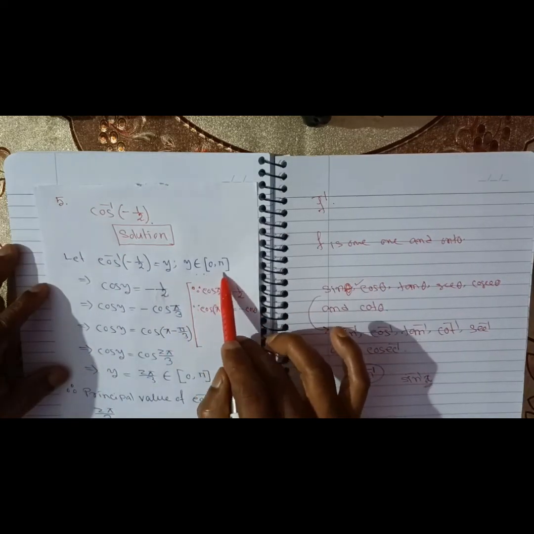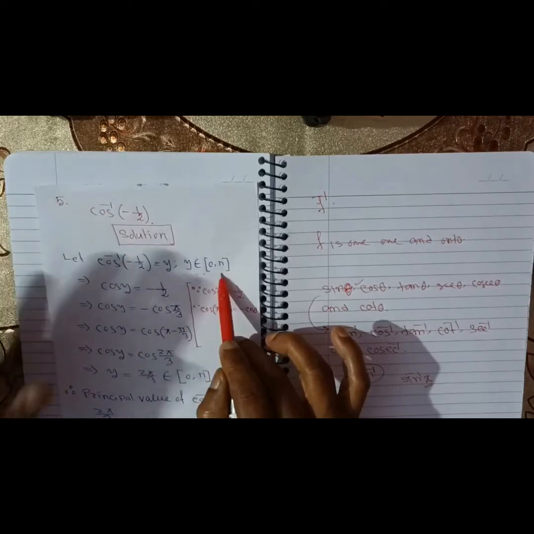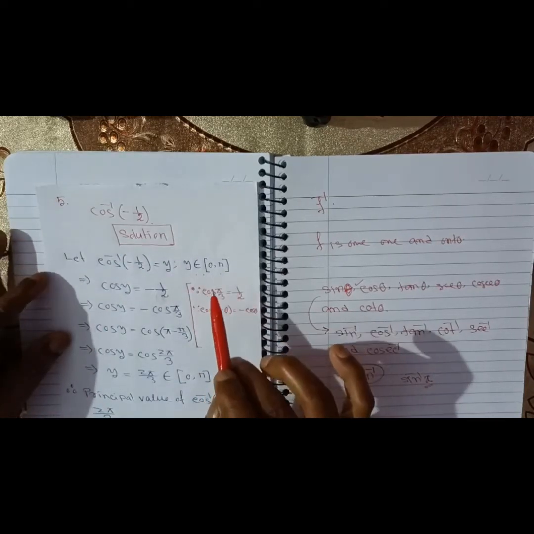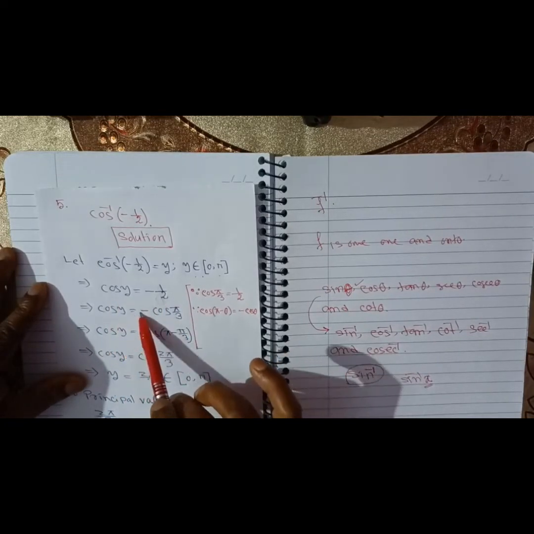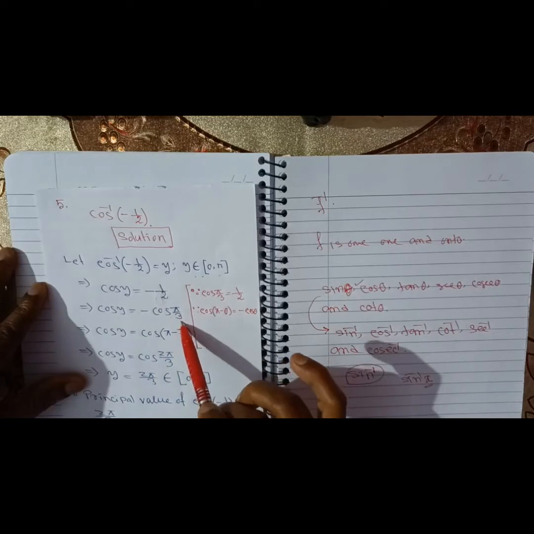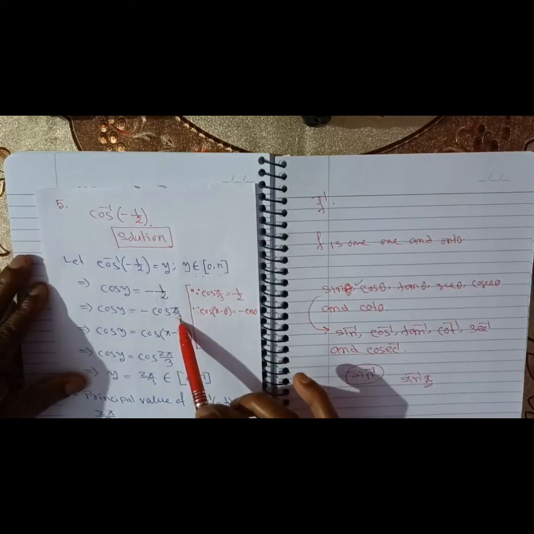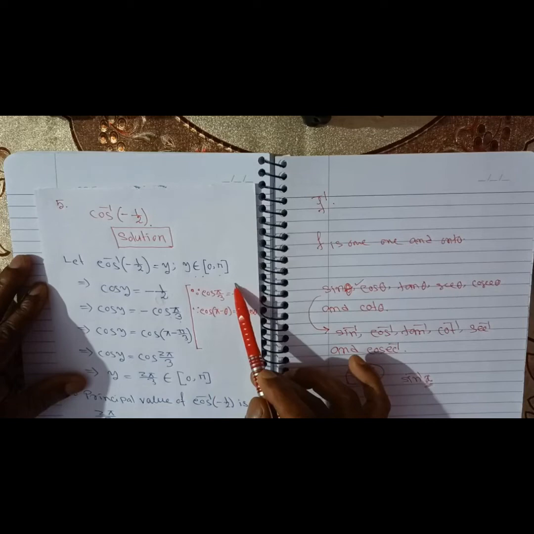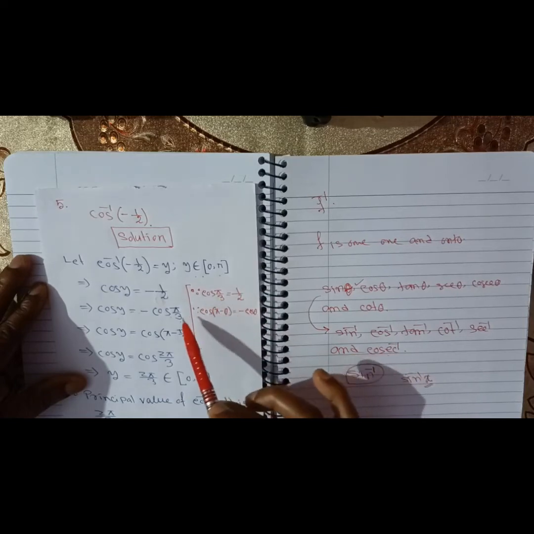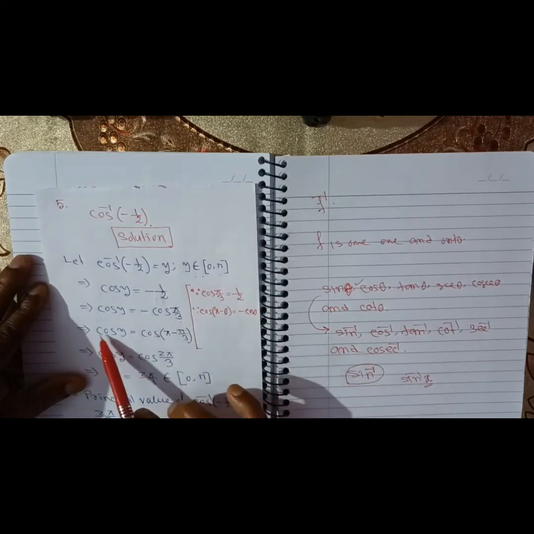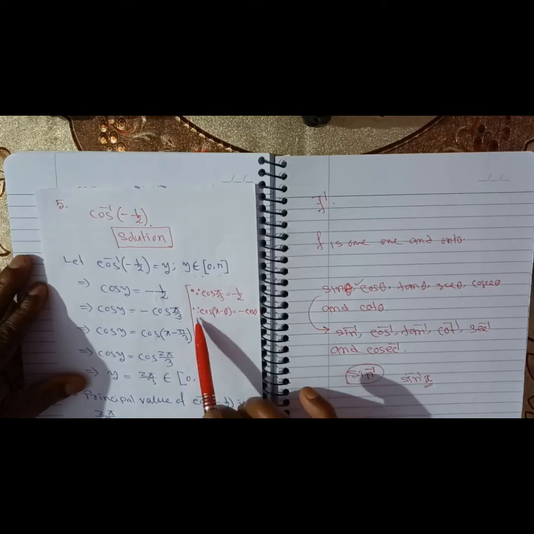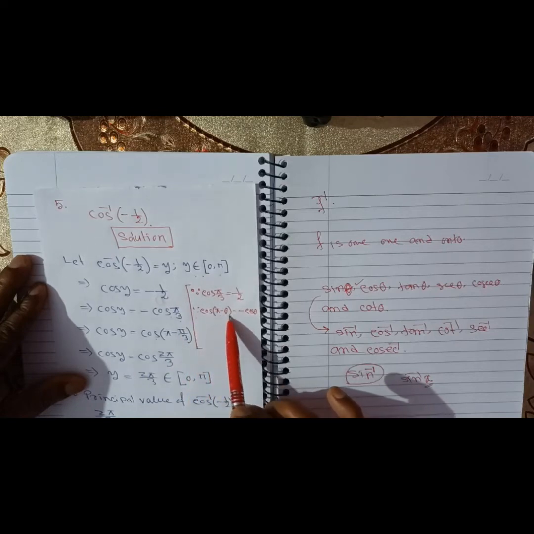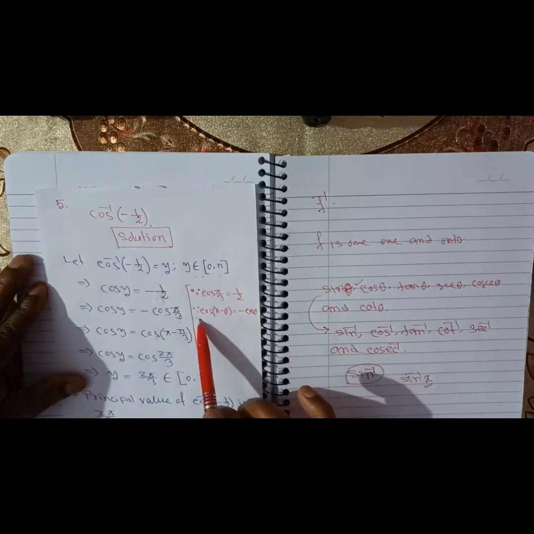We get from the surd, domain and range of the inverse trigonometric function. It should be remembered. This implies cos y is equal to minus half, cos y is equal to minus cos pi by 3, because cos pi by 3 is equal to half, so we can write in place of half cos pi by 3. Next line, this implies cos y is equal to cos pi minus pi by 3, since we know cos pi minus theta is equal to minus cos theta.